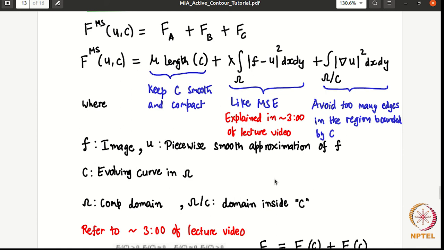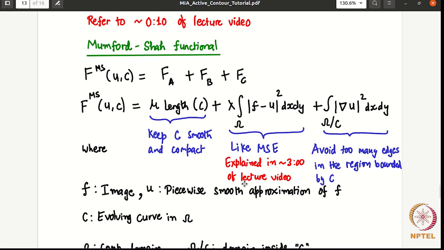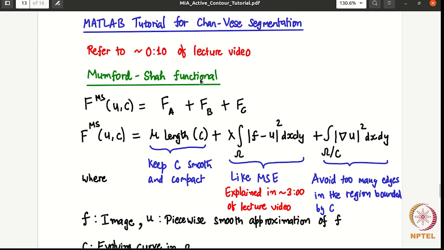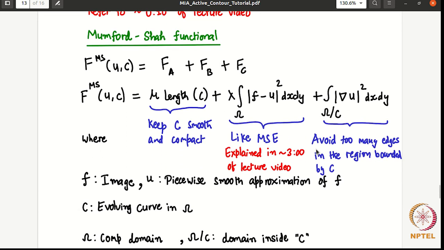So with this notation, the formula of Mumford-Shah functional looks like this. Okay, so what it does is, the first term FA, it penalizes. If the length of the contour is long, you will penalize. So its objective is to keep C smooth and compact, right?